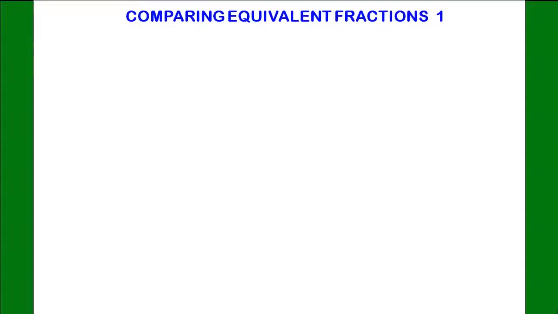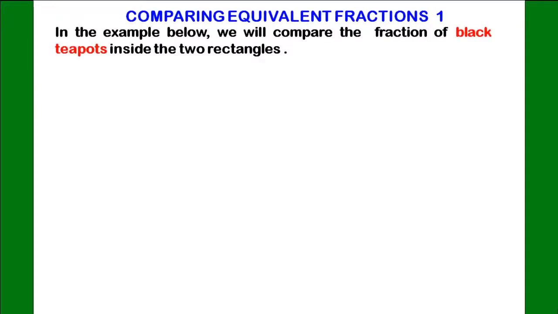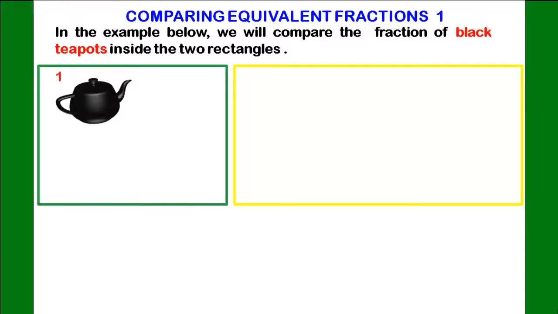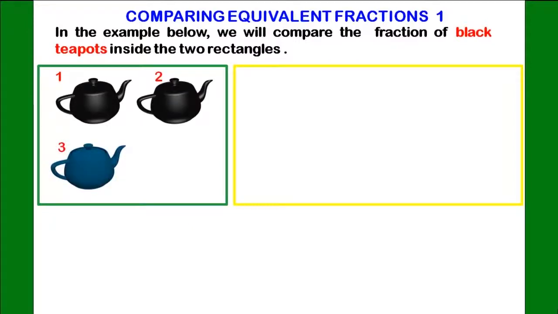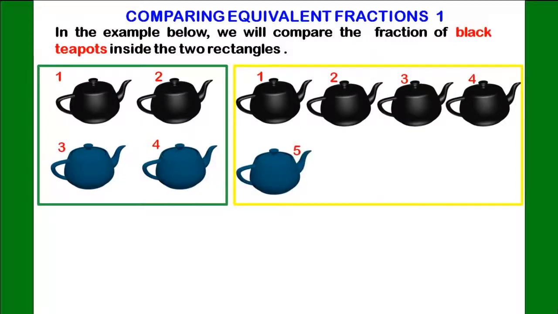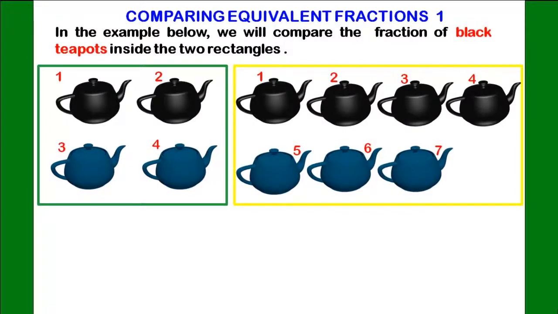Equivalent fraction. Let us consider how to derive equivalent fractions. In these examples, we are going to look at two rectangles containing teapots. Note that in the green rectangle, there are 4 teapots, 2 blue teapots and 2 black teapots. The second rectangle is yellow and it has 8 teapots. 4 of these are blue and the remaining 4 are black.